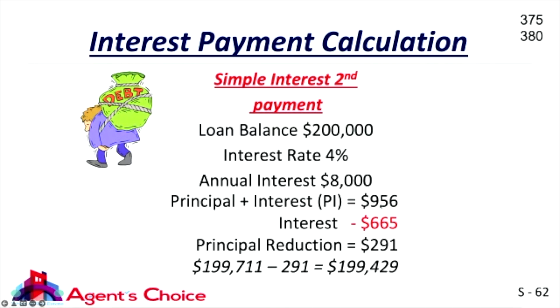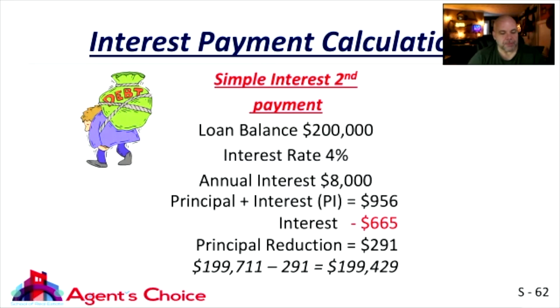Our payment is the same every month of $956. That doesn't change. The month 2 amount of interest that got paid out of that $956 was $665. That means we reduced the principal that we owe the lender by $291. And we subtract that from the loan balance that we were working with to find out after the second month's payment, our new loan balance that we owe them is $199,429. So we just did the same thing, but with a different loan balance.